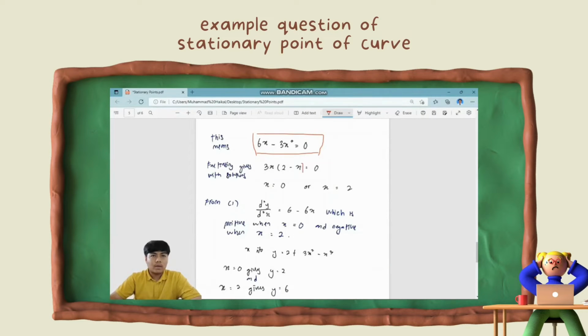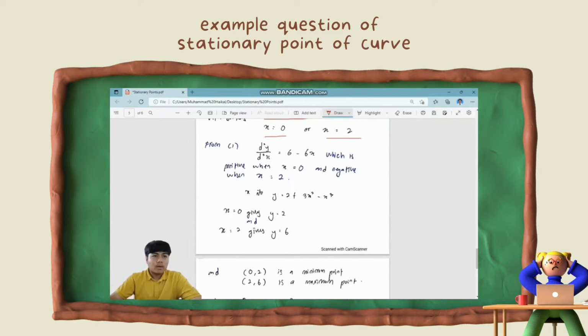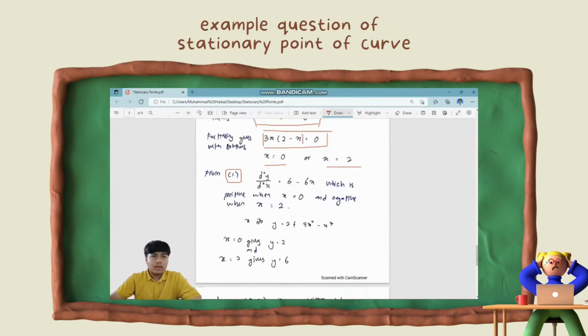Then we get 3x in bracket 2 minus x equals 0. After we factorize, we get the answer 3x in bracket 2 minus x equals 0. Then we know x is equal to 0 or x equal to 2. From the first bracket, we know d square y per dx square equals 6 minus 6x, which is positive when x equals 0 and negative when x equals 2.